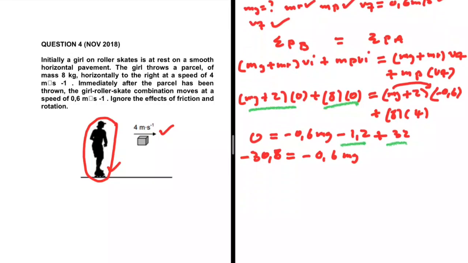So what is minus 30.8 divided by minus 0.6? We get the mass of the girl being equal to 51.33 kilograms. So there we go. We have the mass of the girl is 51.33 kilograms. Right, let's move to the question that follows.